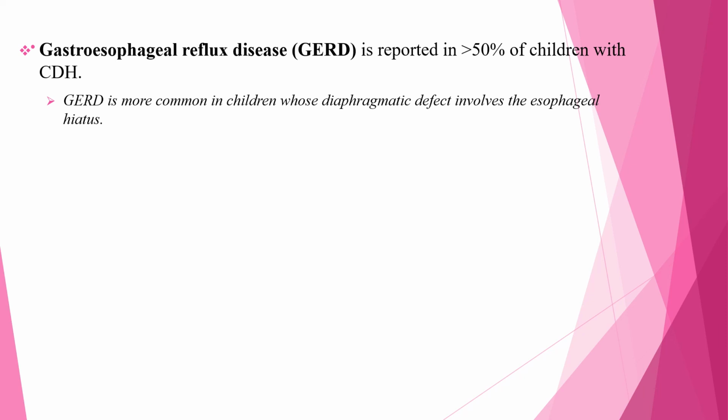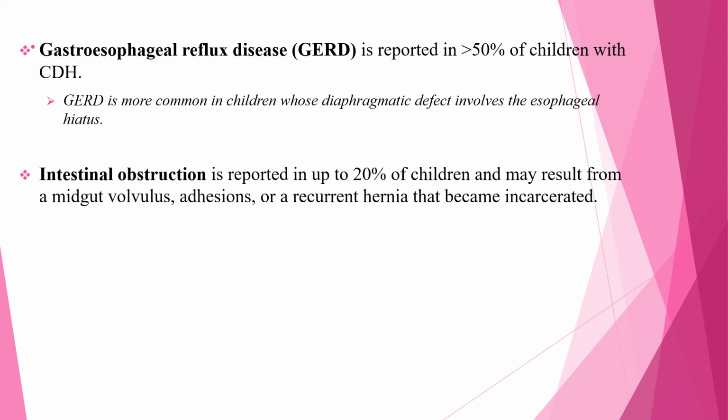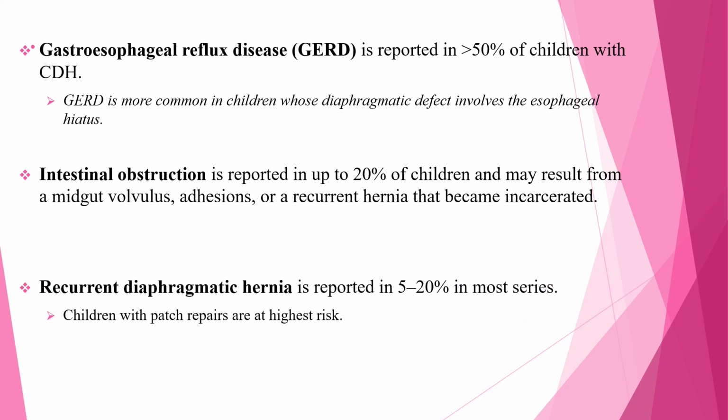Gastroesophageal reflux disease is reported in more than 50% of children with congenital diaphragmatic hernia, and it is more common in children whose diaphragmatic defect involves the esophageal hiatus. And intestinal obstruction is also reported in up to 20% of children, and it might result from a midgut volvulus, adhesions, or recurrent hernia that becomes incarcerated. Recurrent diaphragmatic hernia is reported in 5 to 20% in most cases, and children with patch repair are at highest risk.